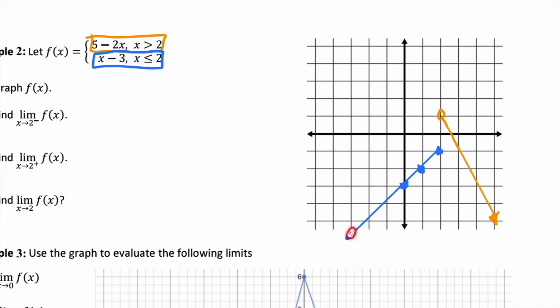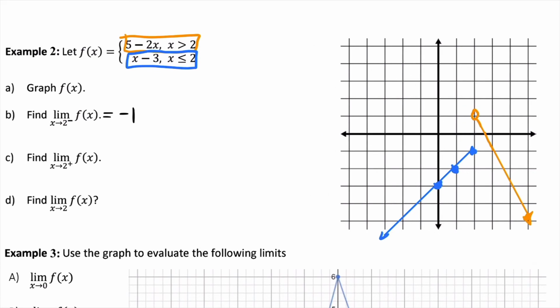So I'm going to start over here and I'm coming here. So as I get close to x equals 2, what's y equal to? As I follow this blue line, what is y approaching? Negative 1. So that equals negative 1. Because I only came from the left side on that one.